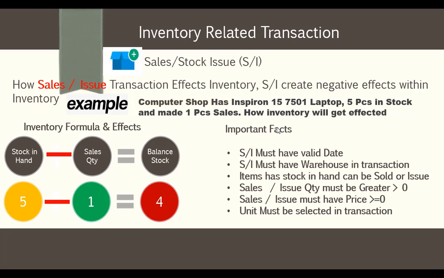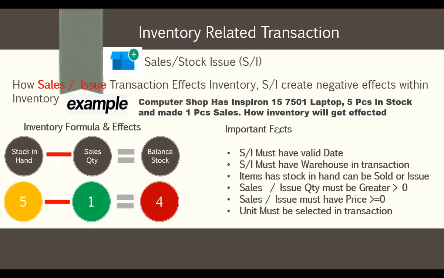A sales transaction must have a valid date. It must have a warehouse selection, which means when you are doing a sale and you have multiple warehouses or a single warehouse, you must select the warehouse where the inventory will get decreased. The item can only be sold or issued when you have stock in hand.